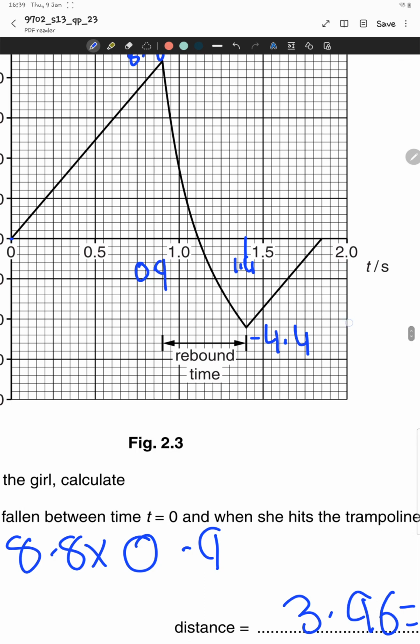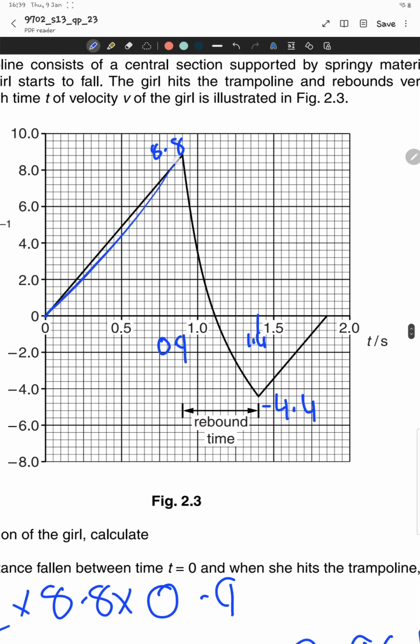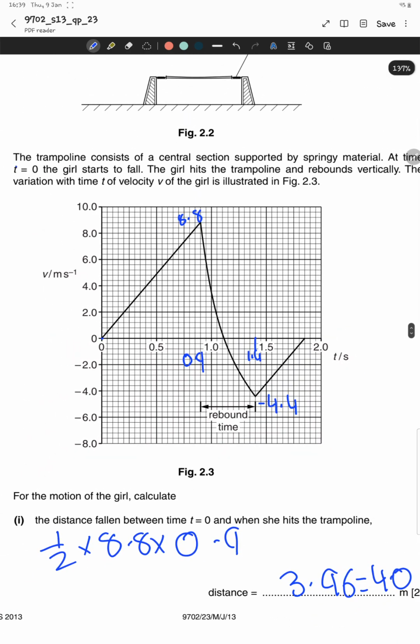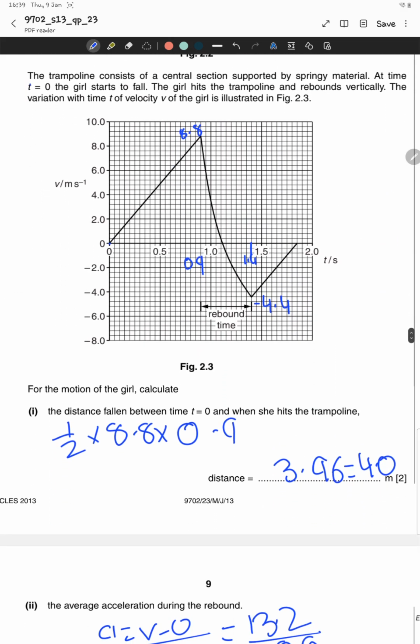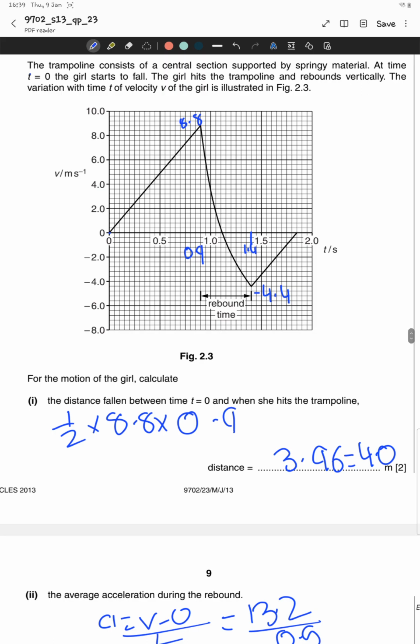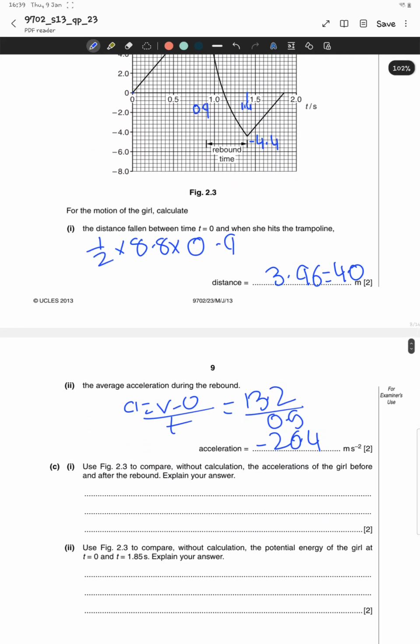Use figure 2.3 to compare, without calculation, the acceleration of the girl before and after rebound. Both of these seem parallel to each other. This is her acceleration before, and this is her acceleration after. I know they say without calculation, but they mean you can't use calculation in the answer. So if you want to make sure, you can just calculate it. But I'm just going to do it off what I can see. I can see that their gradients are the same because the slope of the line is the same.